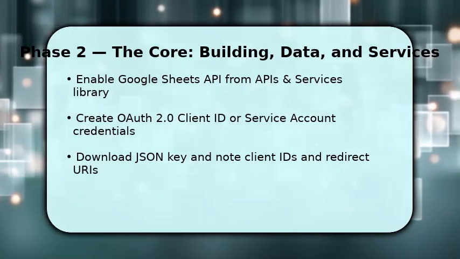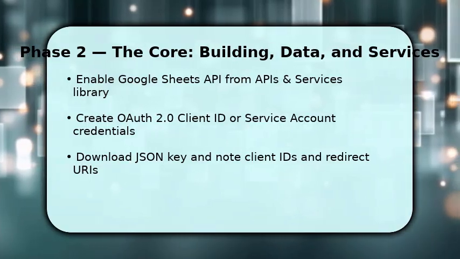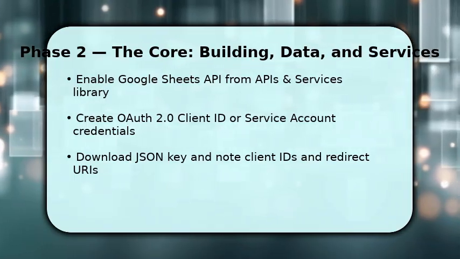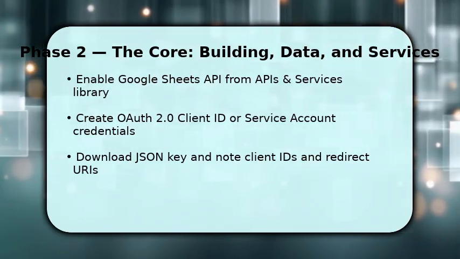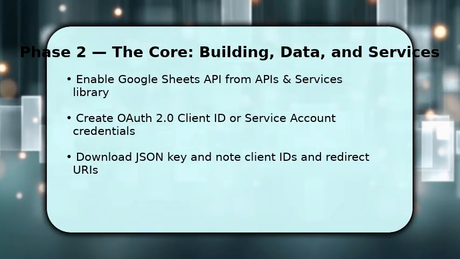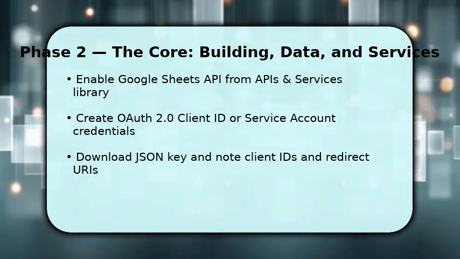Once created, download the JSON key file and record the client ID, client secret, and redirect URIs. Make sure your redirect URI matches your app configuration, otherwise authorization will fail. Finally, add any required OAuth scopes such as spreadsheets.readonly, or spreadsheets for full access.